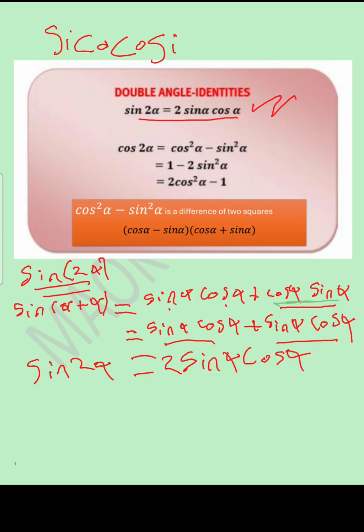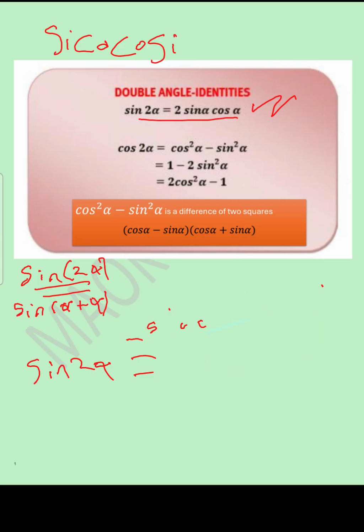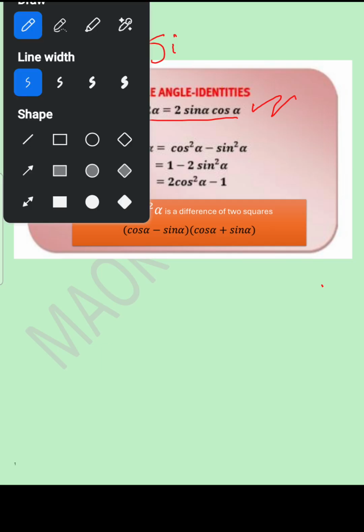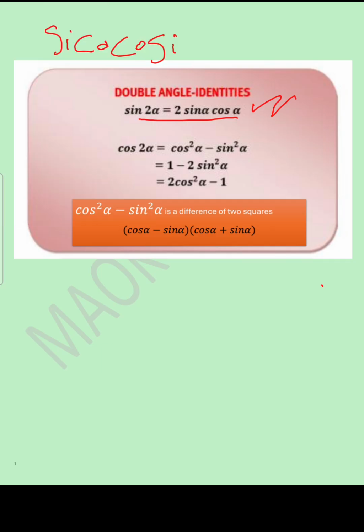Now let's find out where the one for cos comes from. How do we derive the one for cos? Now the double angle identity of cos, saying, right, if I have cos of alpha plus alpha, so that will be 2 alpha, right? Alpha plus alpha forms 2 alpha.